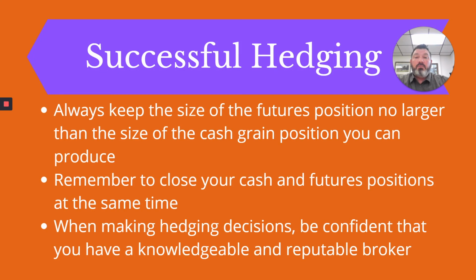So a few things on successful hedging. We've kind of talked about these, but we'll reinforce them here before we just about wrap up this particular segment too. Always keep the size of the futures position no larger than the size of the cash grain position you could produce or deliver. Don't get outside the bounds of what you can normally produce. So if 50,000 bushels of corn is all you can make, don't trade any more than that because you'll get yourself in trouble. Close those cash and futures positions at the same time. Make sure that you can meet those futures contract demands.